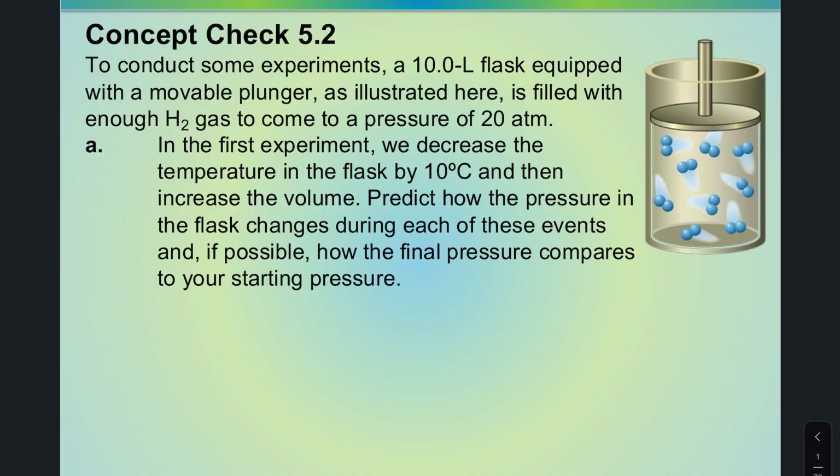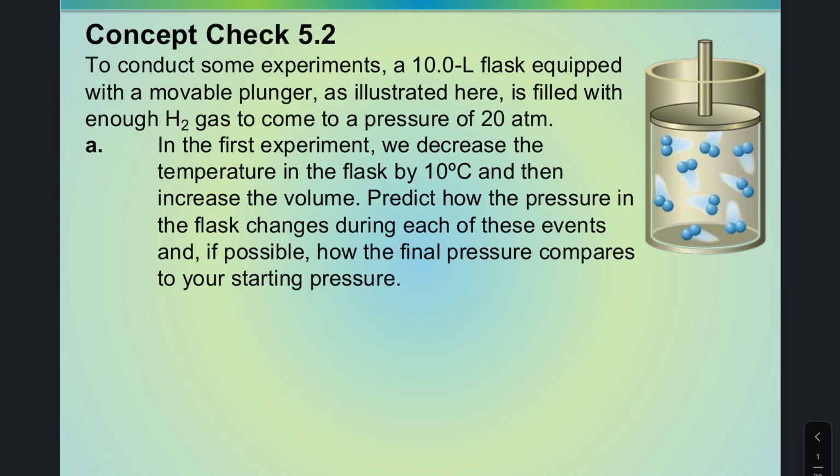Okay, so we're still talking about gases and how they change with pressure, temperature, volume, and moles. To conduct some experiments, a 10-liter flask was equipped with a movable plunger, as illustrated here. It's filled with enough H2 gas to come to a pressure of 20 atmospheres. This is commonly called a piston. This is what would be in your car, something that has a movable plunger and can change the volume of the gas and the pressure, etc.